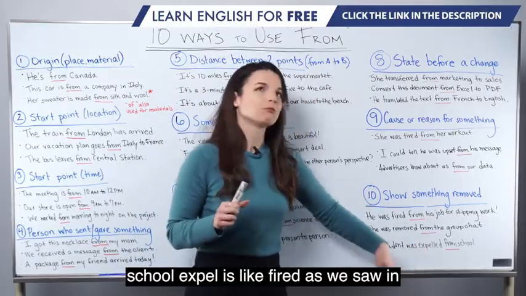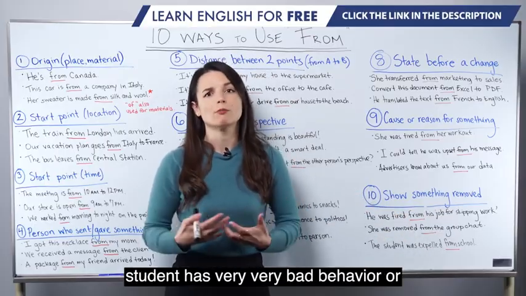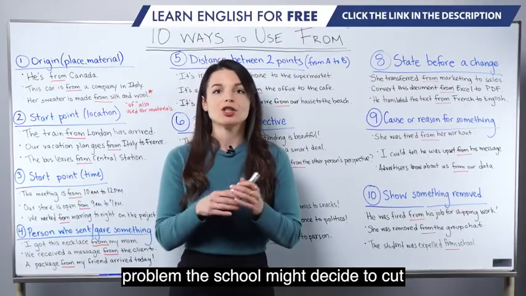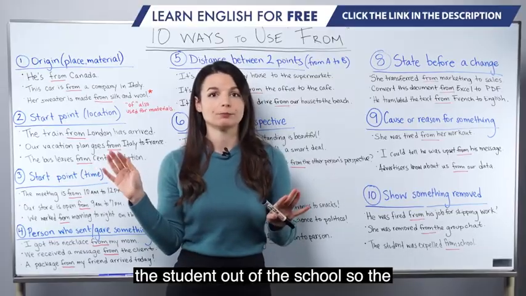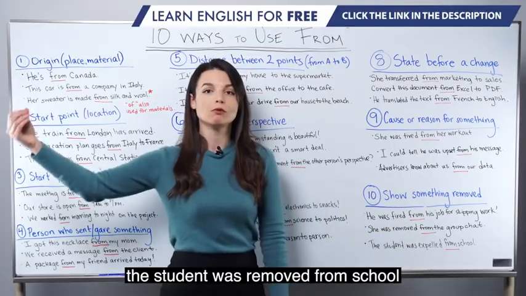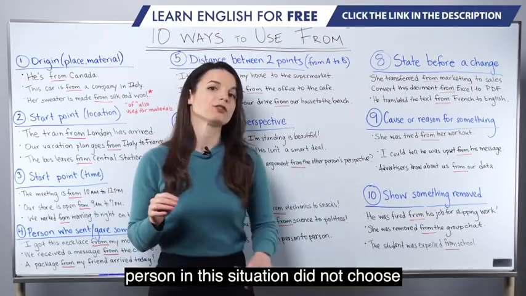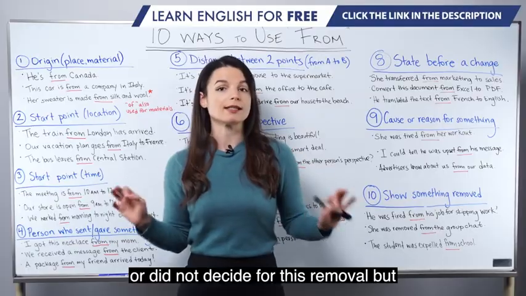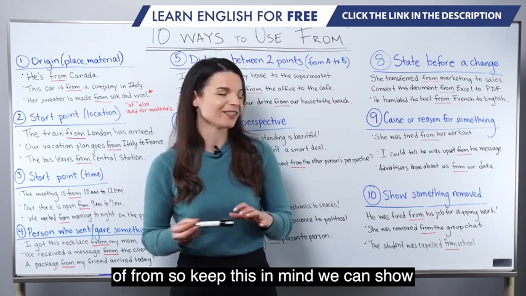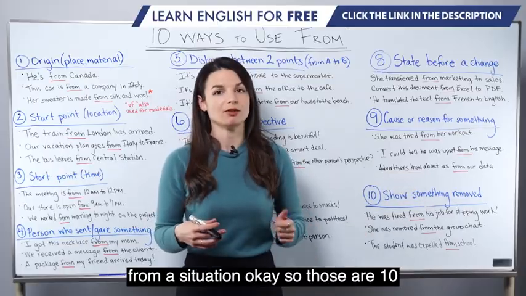Expel is like fired, as we saw in this sentence, but from school. So if a student has very, very bad behavior or there's some other kind of serious problem, the school might decide to cut the student out of the school. So the student was expelled from school means the student was removed from school. Again, these sentences show us that the person in this situation did not choose or did not decide for this removal. But that's kind of the key with this use of from. So keep this in mind. We can show that something or someone was removed from a situation.